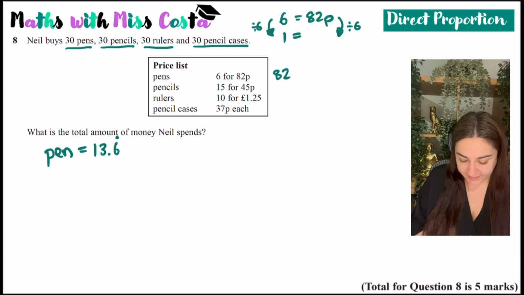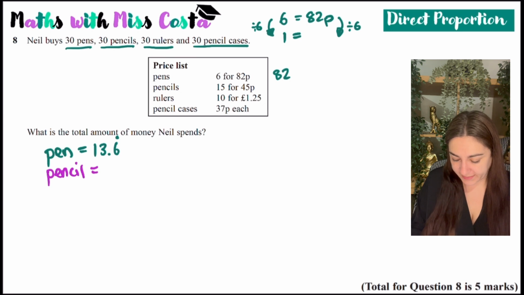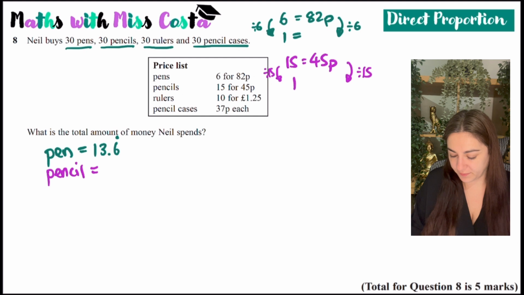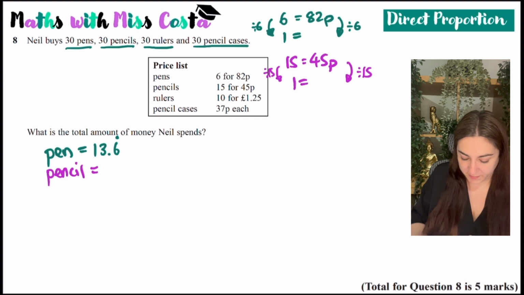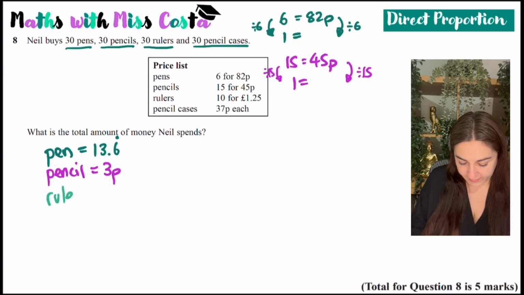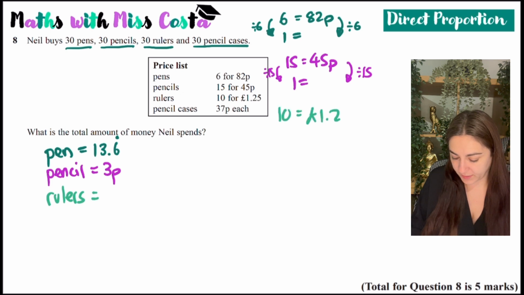Then you've got a pencil. So let's work out how much 1 pencil is. Well, if I know that 15 pencils are 45 pence, I'm going to have to divide by 15. So 45 divided by 15 tells me that 1 pencil is worth 3 pence. Then I've got rulers. So rulers are 10 for £1.25.